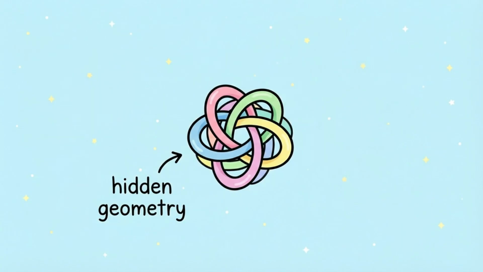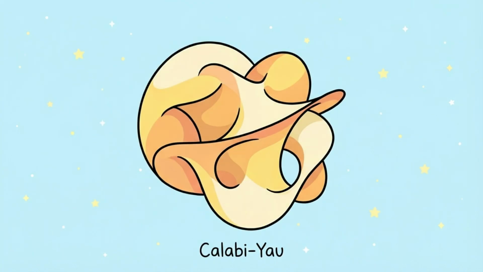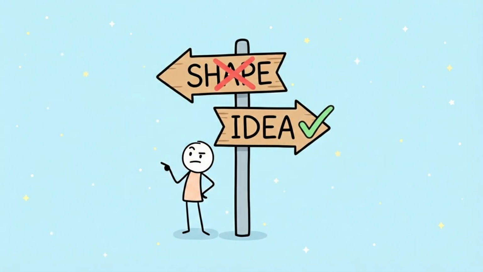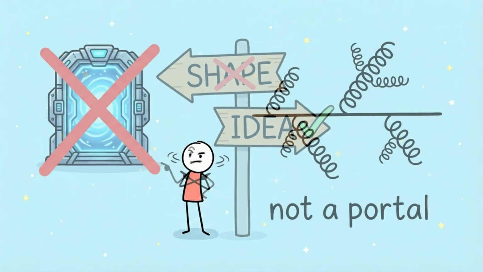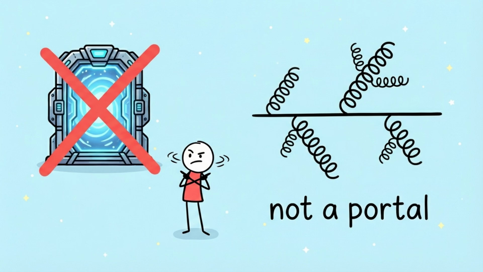In real models, those hidden dimensions can be shaped in complicated ways, often described with geometry names like Calabi-Yau. The important point is not the specific shape, but the idea. Extra directions can exist in the math without being big, obvious portals you could step into.